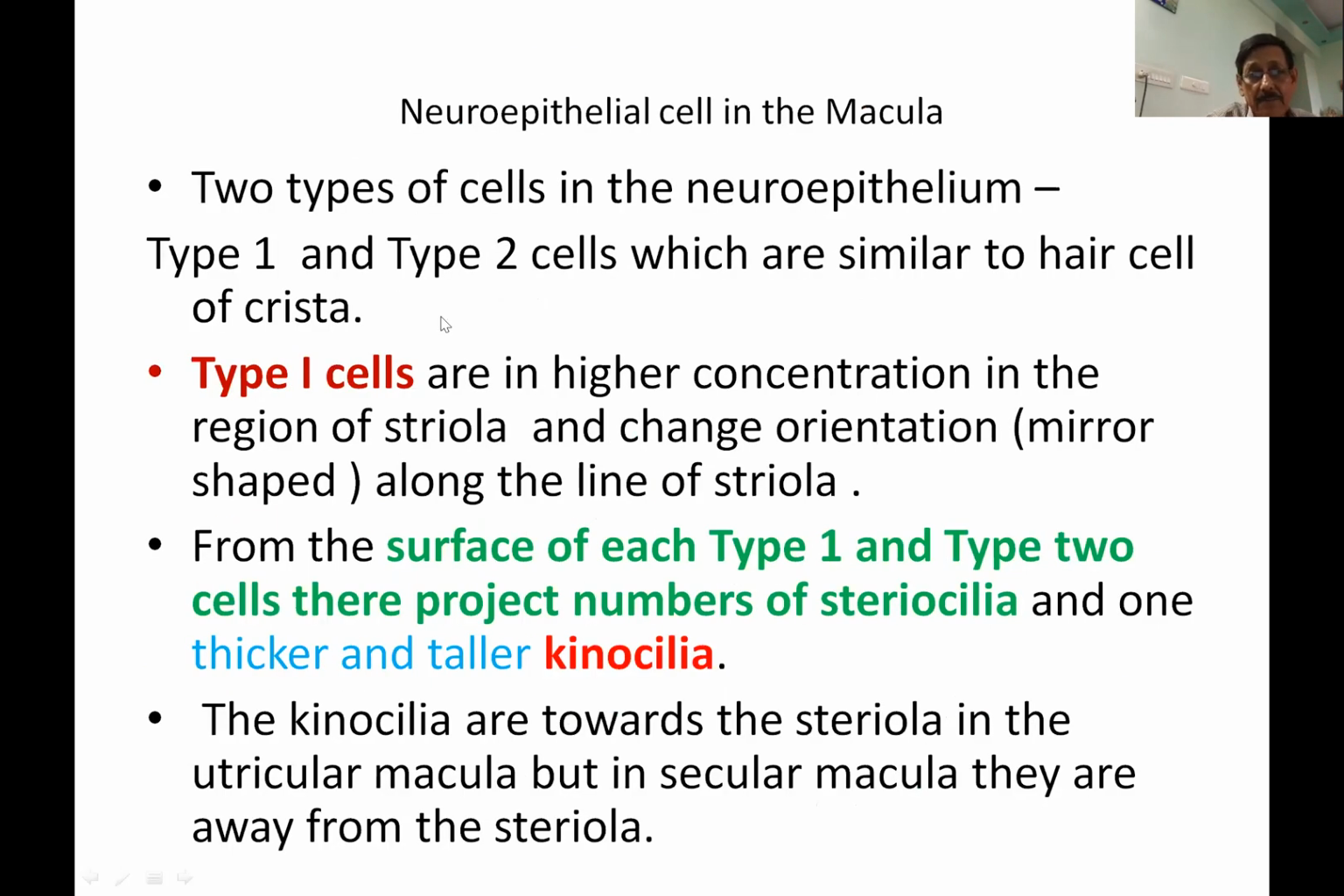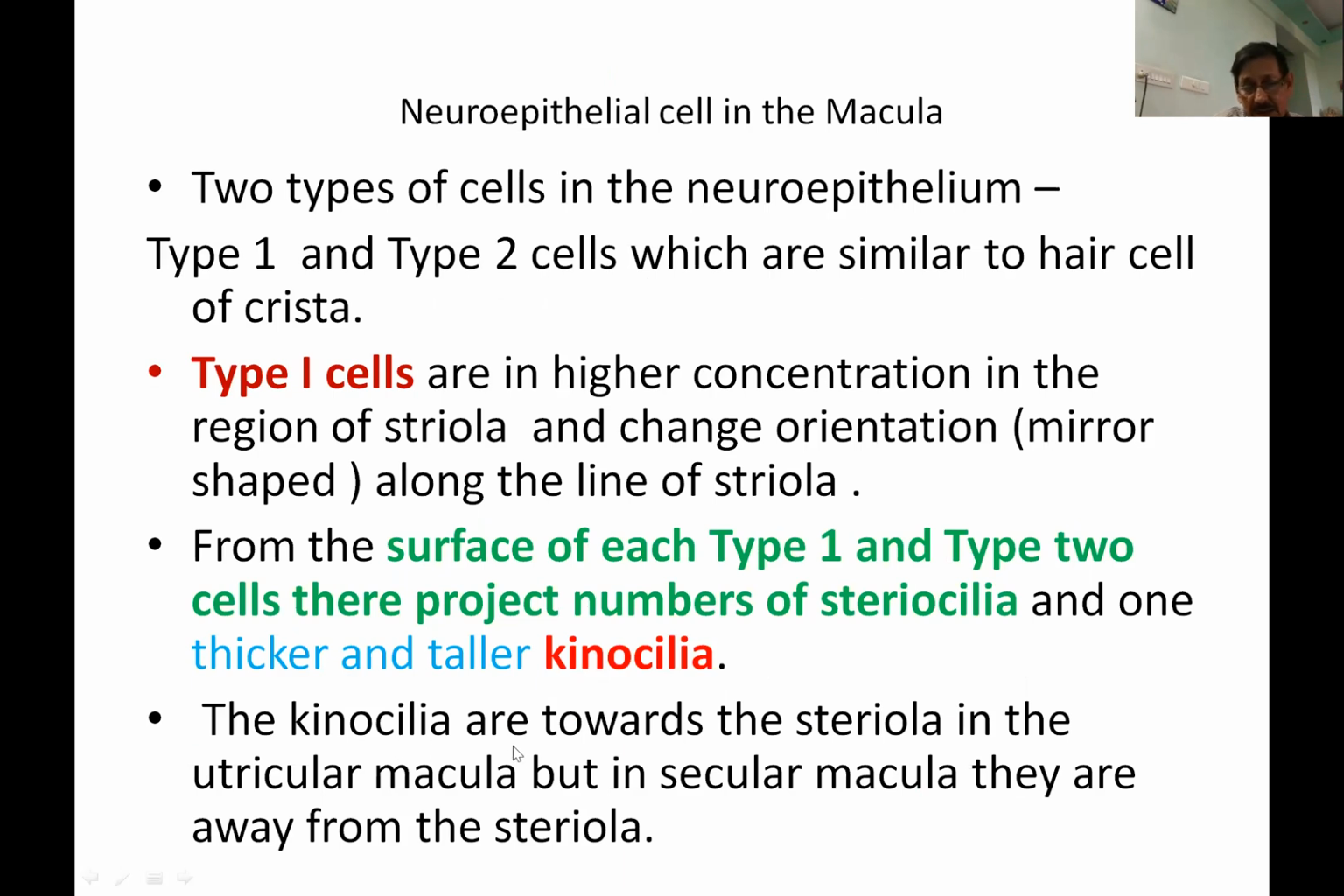Neuroepithelia of the macula: there are two types of cells I have mentioned, the type 1 cell and the type 2 cell, similar to the cupula of the utricle. The type 1 cells have a larger concentration in the region of the striola. The surface of each type 1 and type 2 cell projects numerous stereocilia, and one thicker and taller one is the kinocilium.